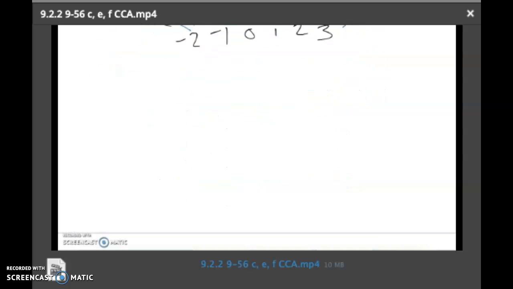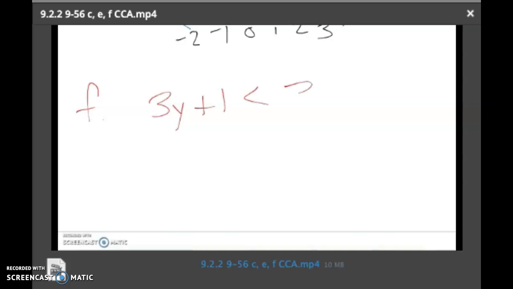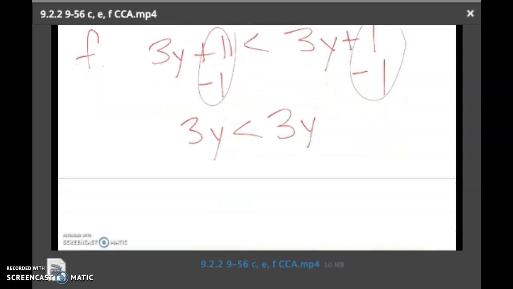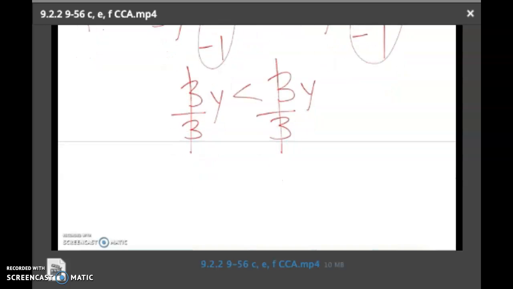Now let's take a look at F. F, we have 3y plus 1 is less than 3y plus 1. Okay, so I'm going to solve for y. So I'm going to start by subtracting 1 from both sides. And I have 3y is less than 3y. I keep solving to get y alone, so I'm going to divide both sides by 3. And that gives me y is less than y.